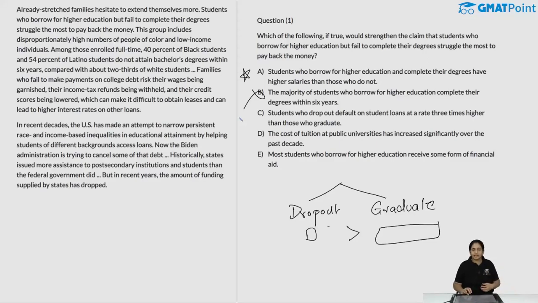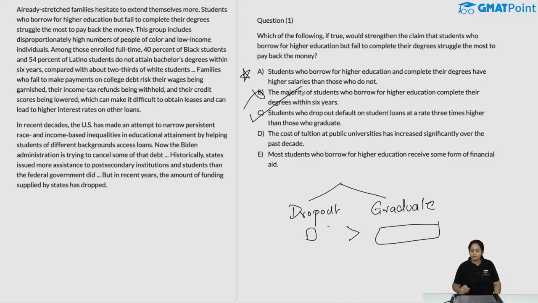When your wages are being garnished, the only way you would actually default on the loan is if you are unable to pay for it. And this essentially indicates that they find it much more difficult, they've struggled much more to pay back the money than the graduates. So C is essentially giving factual evidence to back up the claim, and this as compared to A is a much more direct factual evidence to show that this is the case. So C, I would say, would be a strong evidence to strengthen the claim that is given.